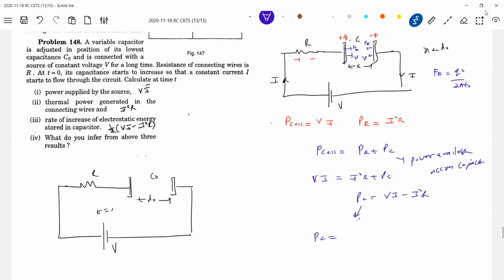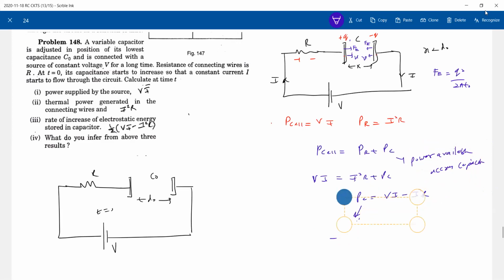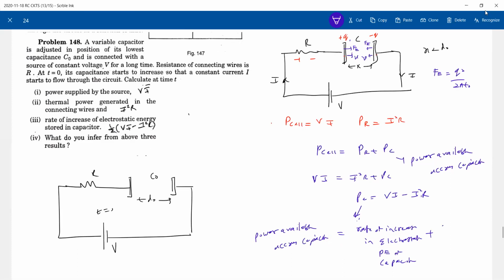So what is this P C? P C should be equal to, again, part of it. I'll take help of this sentence. Power available across the capacitor equals rate of increase in electrostatic potential energy of the capacitor plus rate of increase in kinetic energy.